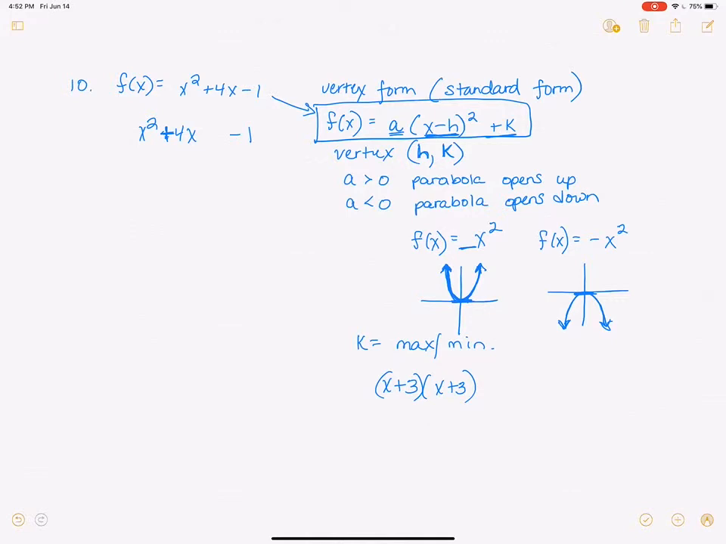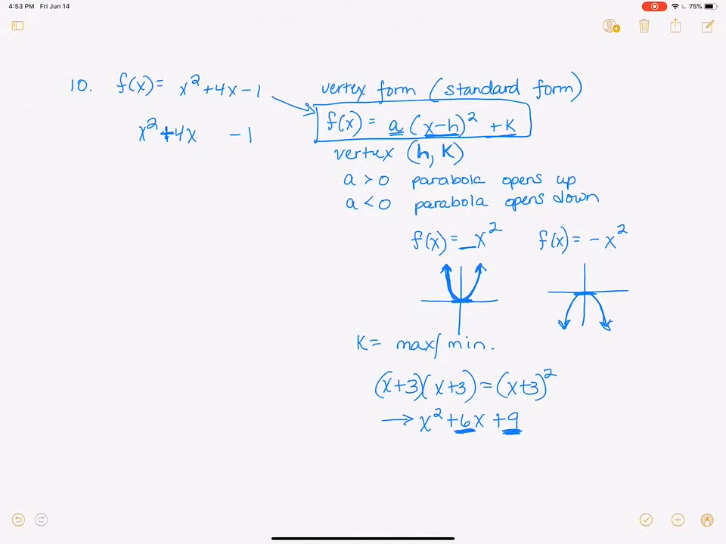So if I did x plus 3 times x plus 3, I know that that is x plus 3 squared. Alright, this is a perfect square because it's something squared. If I multiply this out, I get x squared plus 6x plus 9. This is called a perfect square trinomial. Alright, that just means that this factors into a perfect square. What I'm trying to get you to see is the relationship between this number and this number.